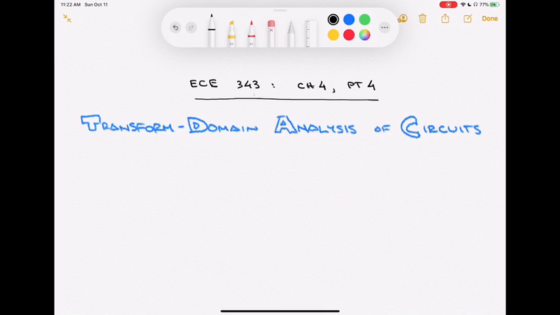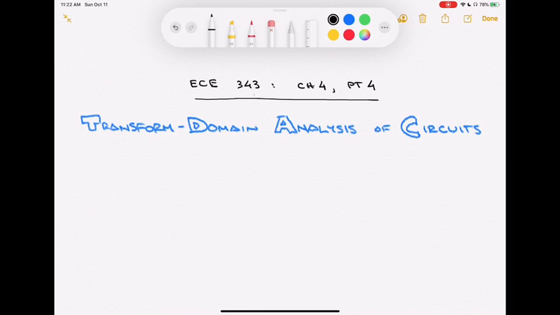What we'd like to do is take the Laplace transform, not just of a differential equation, but of an actual circuit. So draw out the circuit representation and transform that pictorial representation to convert it from a time domain representation to a frequency domain or transform domain representation, which will facilitate the solution of that circuit.